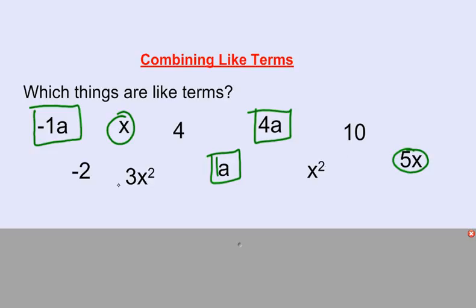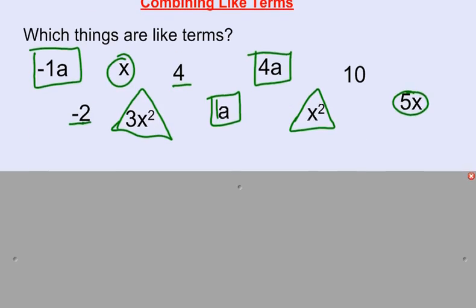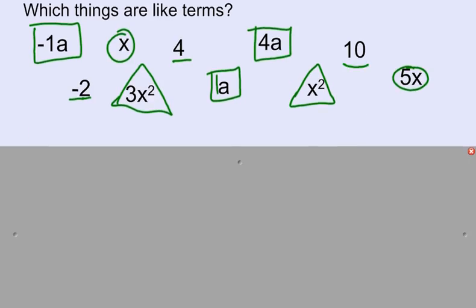Alright, let's do triangles now. 3x squared. And we just said x squared would also be a like term. Nothing else is alike with that. And then finally, underlining, I think all we have left is the constants. Those are just the numbers. Those are all like terms.